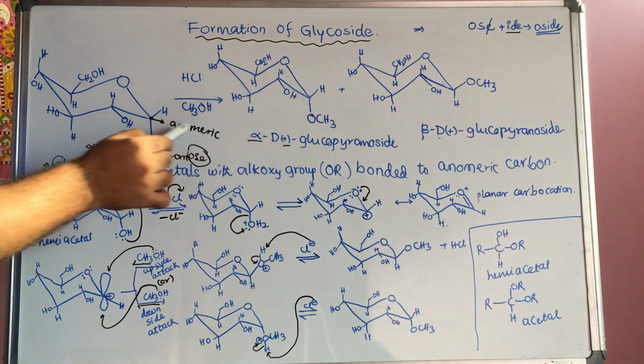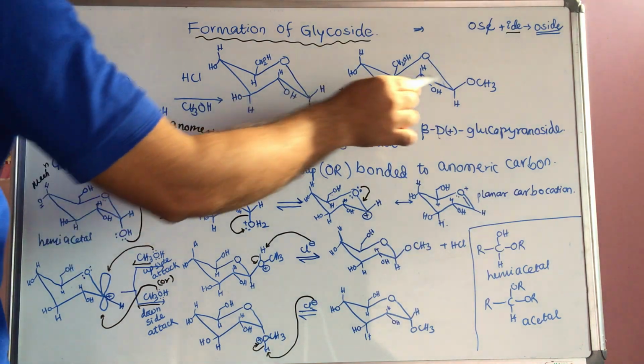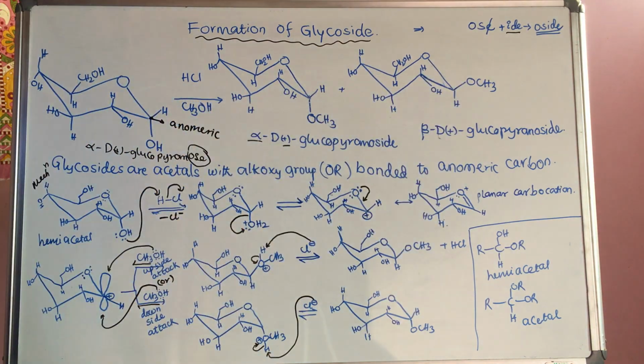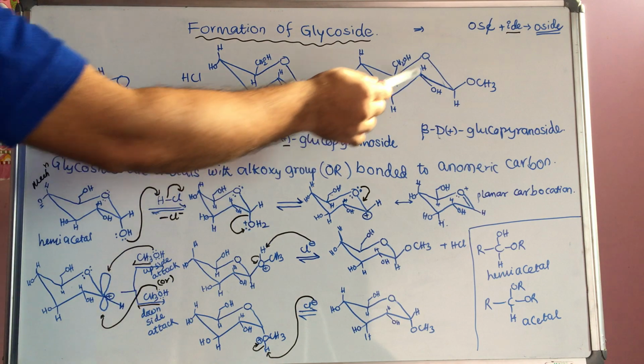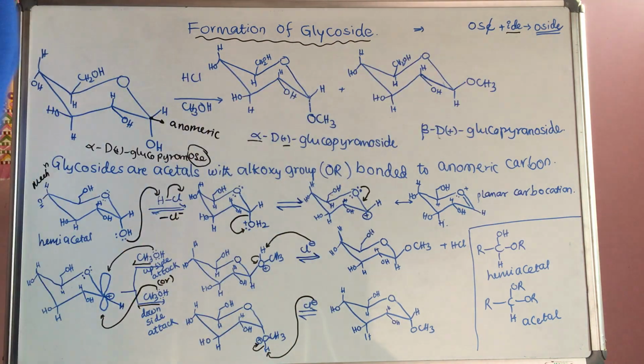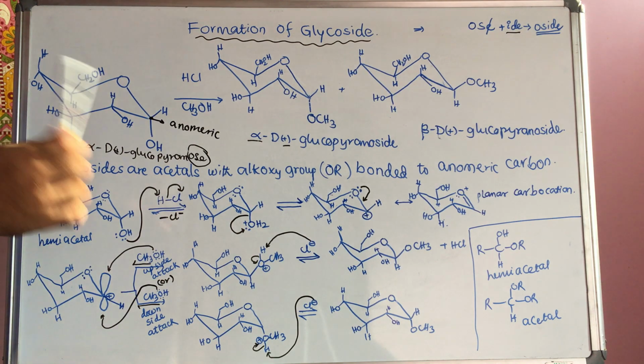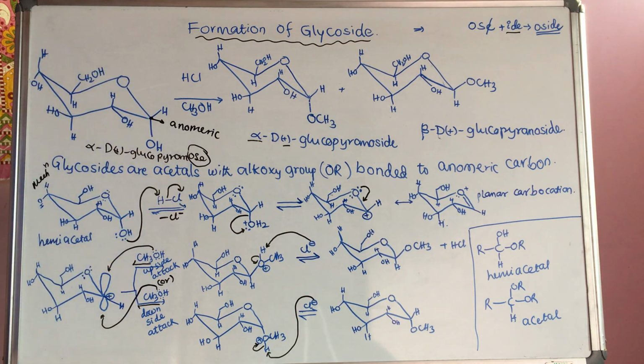This is called the anomeric carbon, already represented. At the anomeric carbon, alkoxy groups are present, both. That is called a glycoside. It will already be in cyclic form. So one of the groups is OR. An alkoxy group bonded to the anomeric carbon is called a glycoside. The OR bond is there. Keep in mind, that is a glycoside.